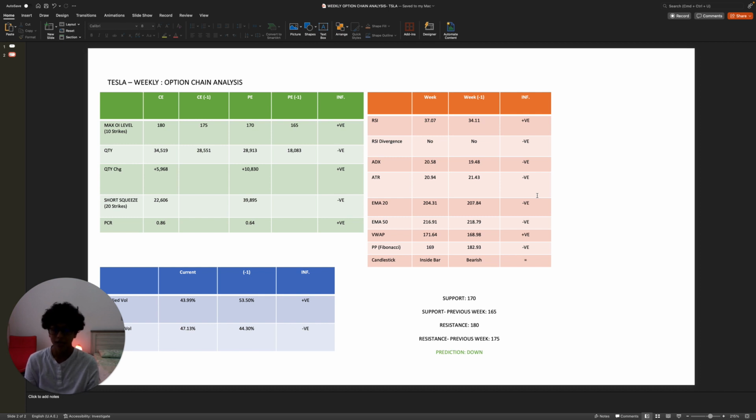Pivot point is lower. Candlestick is an inside bar, which is equal. The new support is 170. Previous week's was 165. The new resistance is 180. Previous week's was 175. And the overall prediction is that Tesla goes down this week.